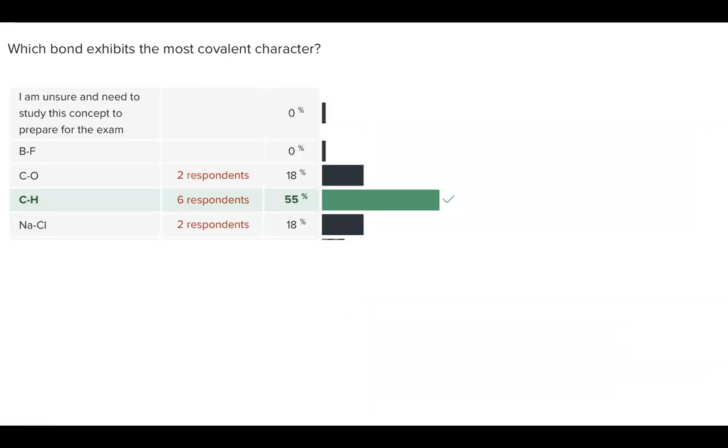Which bond exhibits the most covalent character? In order to answer this, I'm thinking back to the electronegativity. Carbon and hydrogen, really close in electronegativity, which means it's much closer to being a covalent bond. That's what it means when it says the most covalent character.